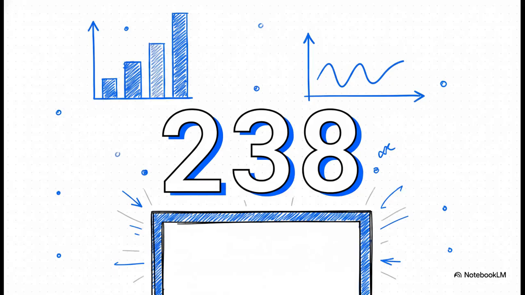Let's do a quick example. Imagine the highest value we measured was 442 and the lowest was 204. We just subtract 204 from 442 and our range is 238. Simple as that. This number is basically the canvas that we're about to draw our histogram on.